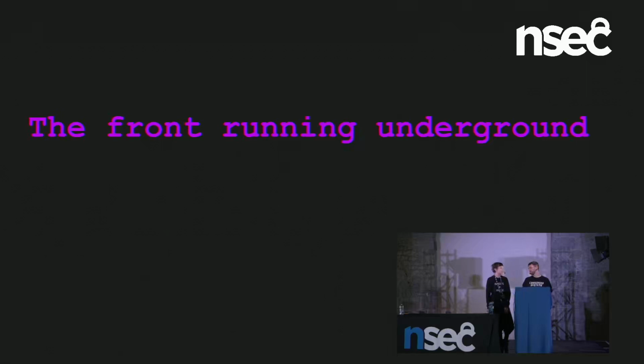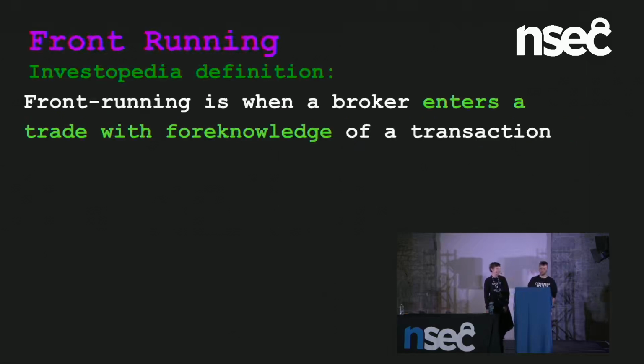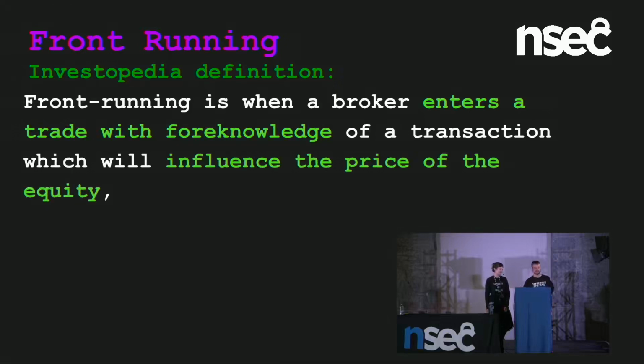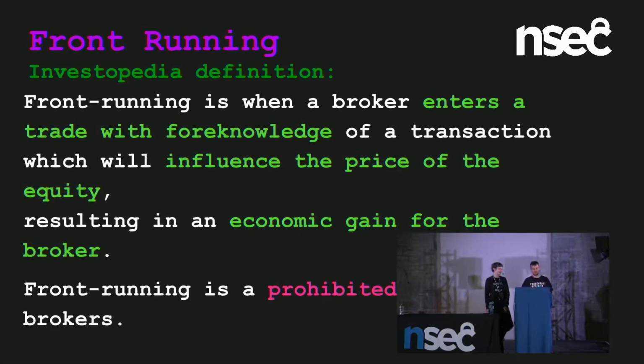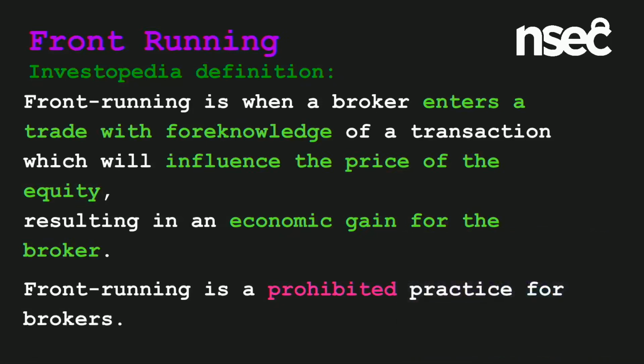So, yeah. All right, front running. Front running is when a broker enters a trade with foreknowledge of a transaction. This is a classic stock exchange issue. It's very bad. If you know that a trade is coming and it's going to influence the price of an equity, you can get your trade in first and get economic gain. This is a prohibited practice. It's really bad. But on the blockchain, it's fair game.